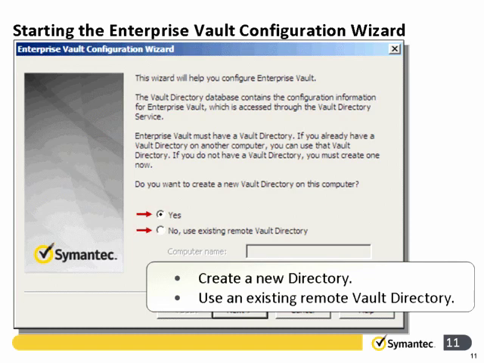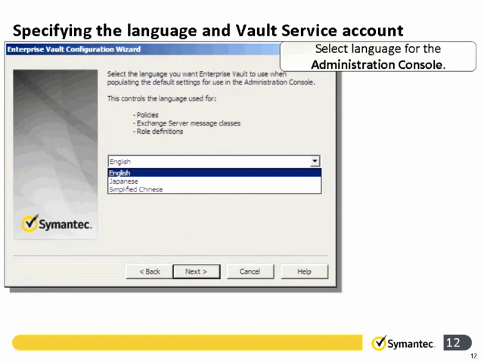If you select the no option, you have the option of either creating a new Enterprise Vault site and adding it to an existing directory, or you can add an additional server to an existing Enterprise Vault site. We're going to make the assumption that this is the initial configuration after an initial installation, so we're going to select yes.